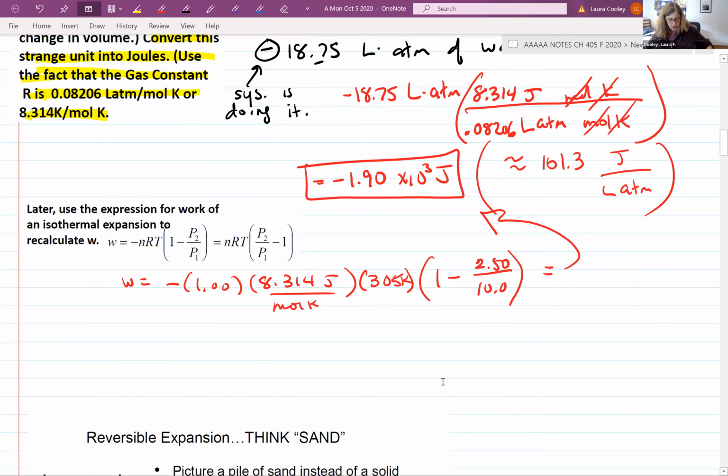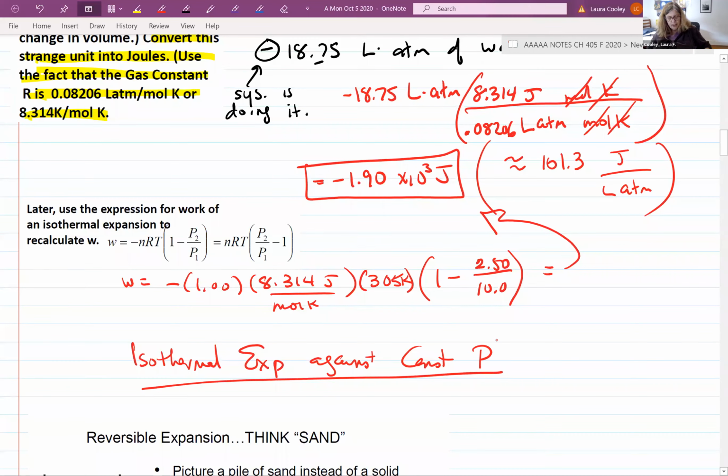You've done your first work calculation. All right. So that's how you calculate the work of expansion. That's an isothermal expansion against a constant pressure.